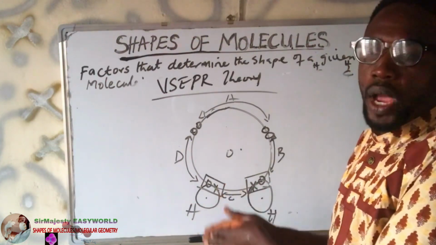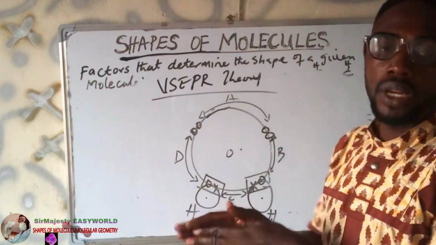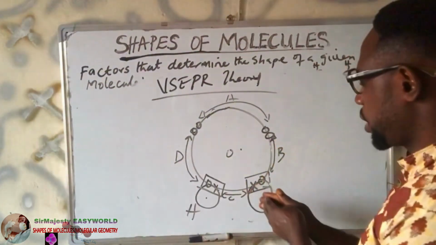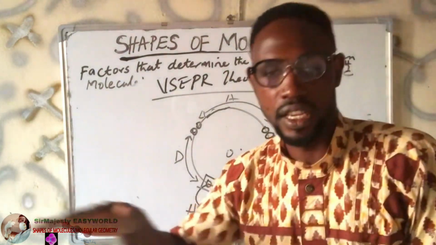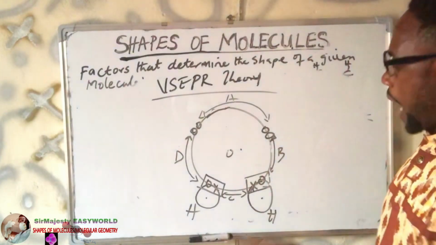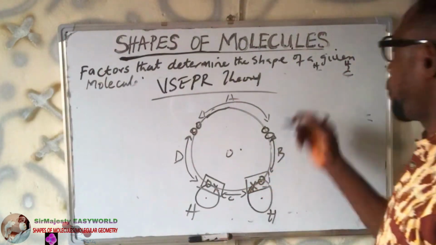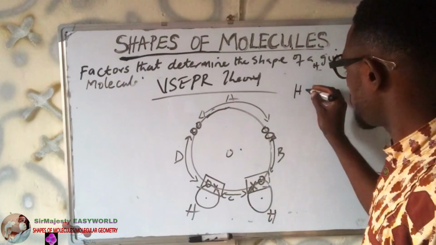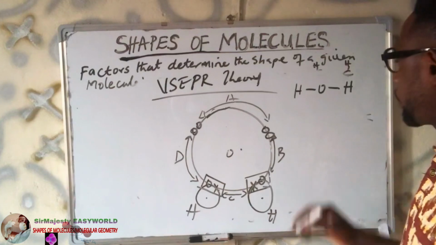This explains why the shape of ammonia is trigonal pyramidal instead of trigonal planar, and this also explains why the shape of the water molecule is angular or bent instead of linear, which is what is expected theoretically. So I'll first of all explain the shape of water, which is what I have here. The water molecule is not linear as theoretically expected. The reason is because of what I have here.